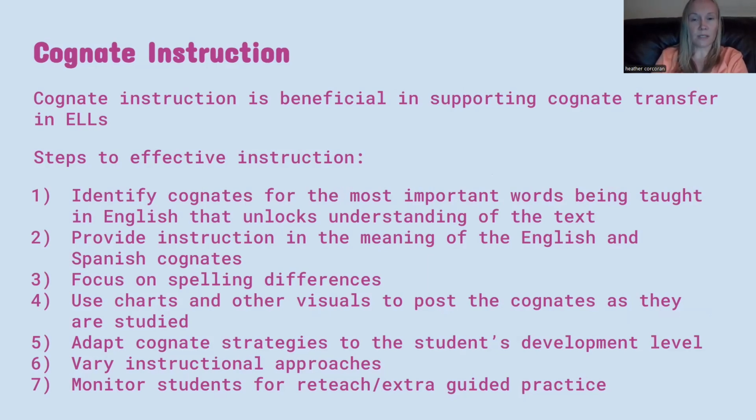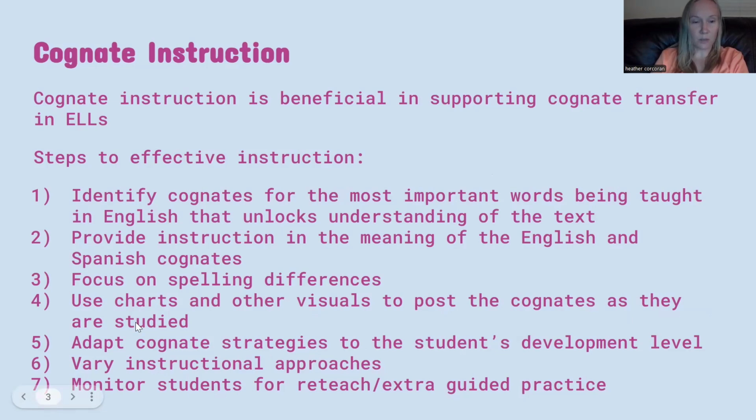But one key thing to note is if the text has a lot of cognates, try to focus your instruction on the most important words that will help them unlock the meaning of the text. Next, you're going to want to provide instruction in the meaning of the English and Spanish cognates, and you'll see how I discuss that in the next few slides. You want to focus on those spelling differences, and we do that because when we teach them that linguistic base that the languages share, that root will look the same. That will help them start to identify those patterns. All they really have to look for is the sounds that are different on, let's say, the end of the word. And you'll see some examples of that tonight.